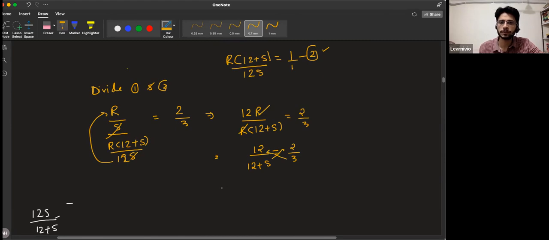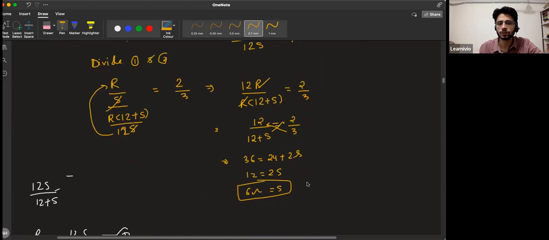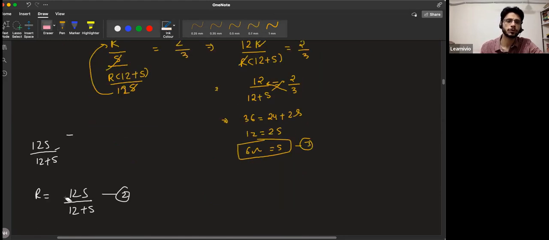When you cross multiply them, you get 36 is 24 plus 2S. So 12 is equal to 2S. So S is 6. Good to know. Then once you have S, you can substitute this value of S in any equation. Let's call this equation number 3. What I do is I just substitute its value in equation number 1.